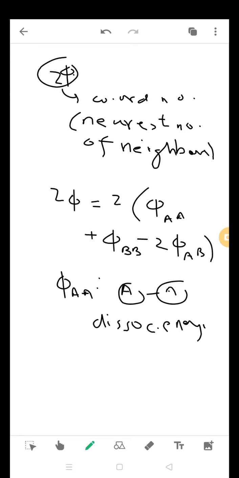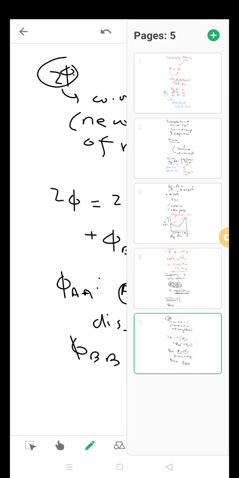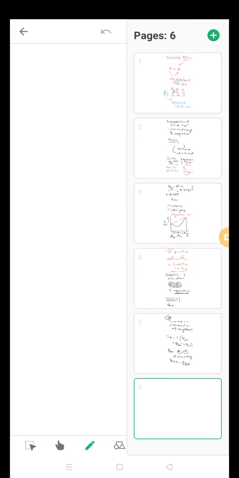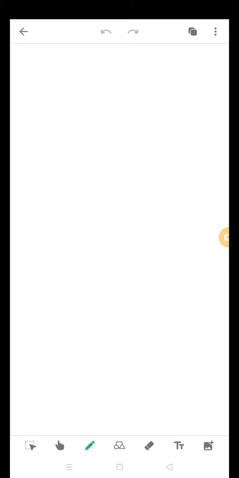Now, the same is for phi BB, the dissociation energy required to separate two B atoms, and phi AB, the energy required to dissociate an A atom from a B atom. Now, this is actually the energy of solution. Now, there are certain cases which might be considered when the value of phi is greater than 0.